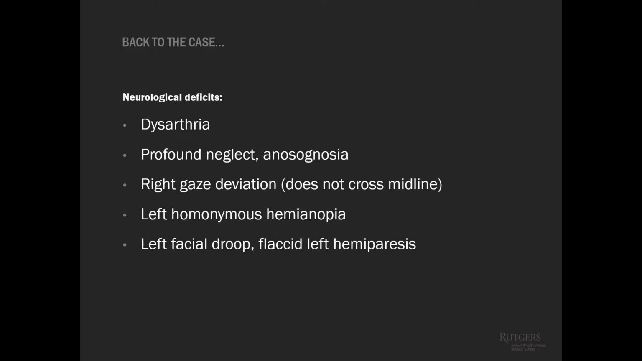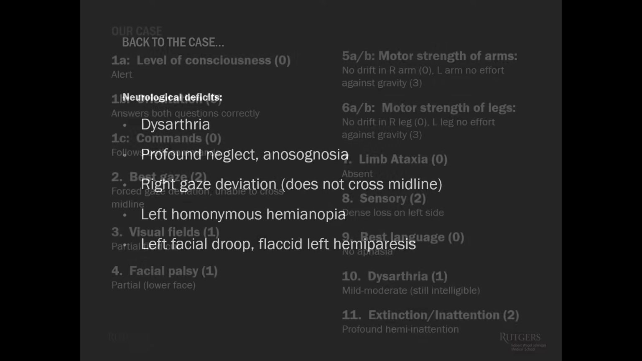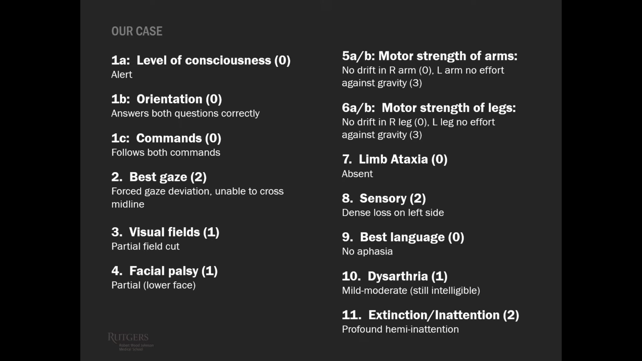Remember, our patient had dysarthria, profound neglect, anosognosia, right gaze deviation, left homonymous hemianopia, left facial droop, and flaccid left hemiparesis. So let's add up the score. For the level of consciousness, the person was normal, orientation was normal as well, and so was his command following. But on the gaze, he could not cross midline, forced gaze deviation, so he earned 2 points there. Visual fields, he had a partial field cut, 1 point. He had a partial or lower face facial palsy, 1 point.